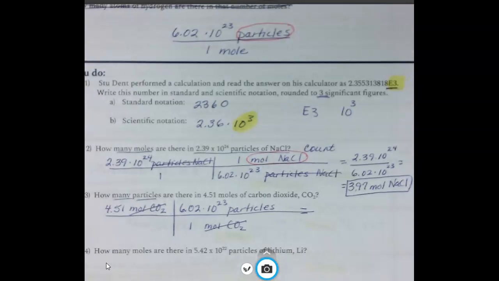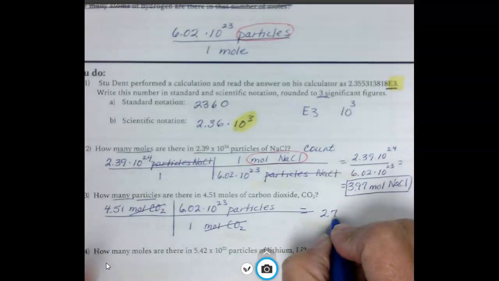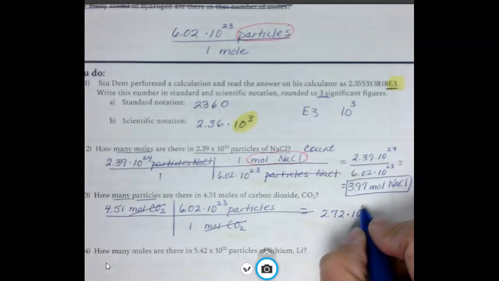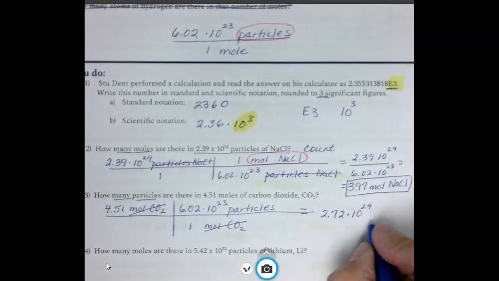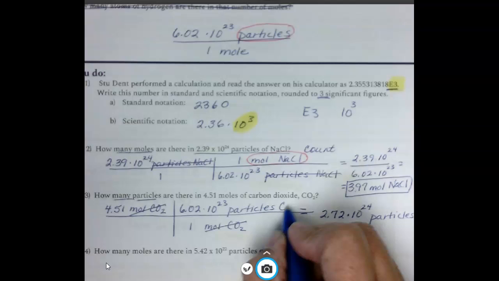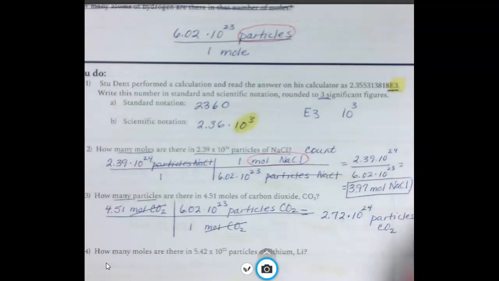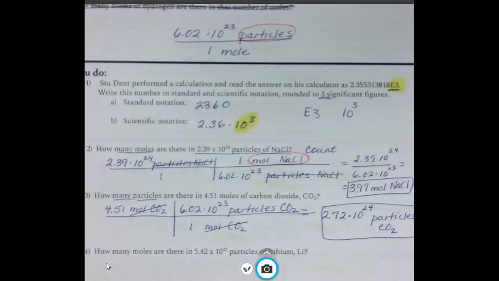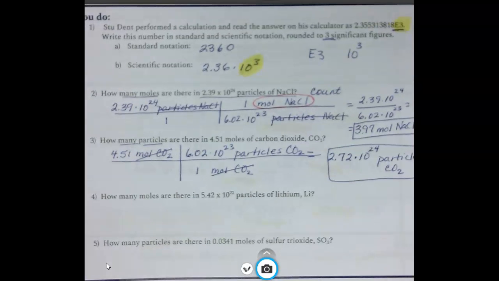So now I'm going to go to my calculator and put that in. Okay, so I have 2.7. I need 3 digits. And so the 5 will round the 1 up, times 10 to the 24th power. And that is particles of carbon dioxide, my bad. So don't make this overly difficult.